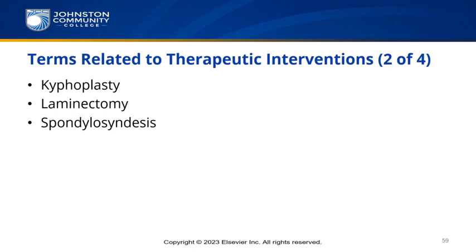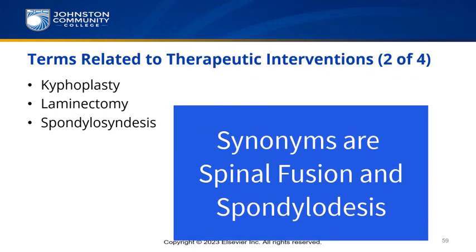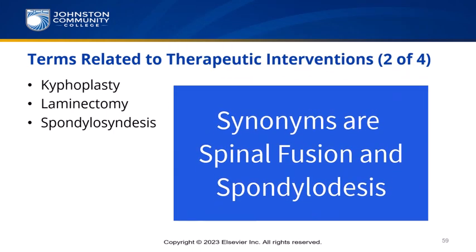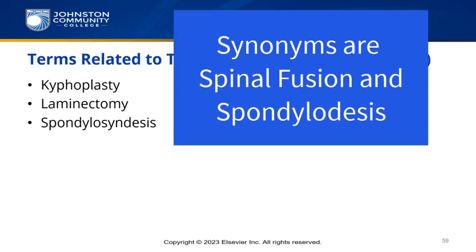Finally, we have spondylosyndesis. Spondylo is our word part, or our combining form, for vertebra, and syn is our word part for together, and our suffix desis means binding. This is a fixation of an unstable segment of the spine through the use of spinal traction, a body cast, or stabilization with a bone graft or synthetic device. Synonyms are spinal fusion and spondylodesis.